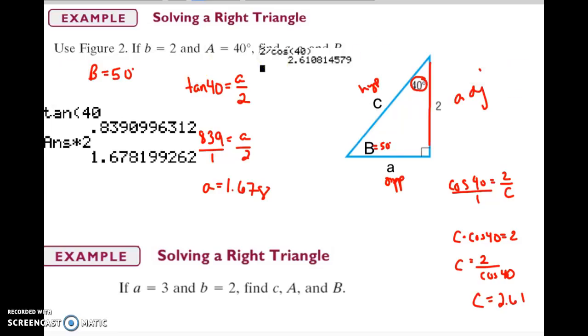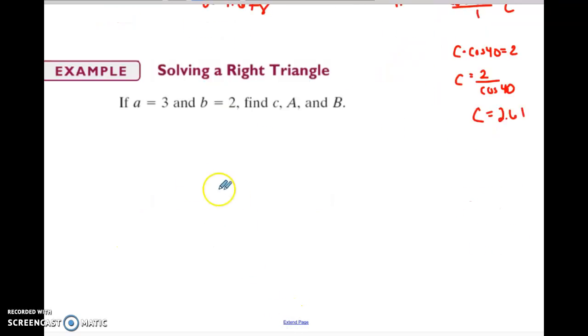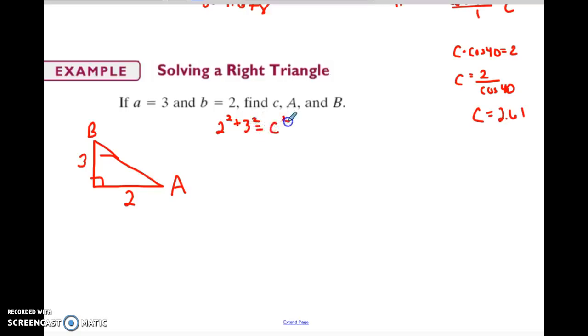Now, if we go ahead and look at the next example, all right, what we're doing here is we actually have to be able to find the angles in this one. So in triangle ABC, if I label this angle as my A, then this side has to be the 3. If I label this angle as a B, then this side has to be a 2. All right, so to find C, that would imply the hypotenuse. Let's just go ahead and say 2 squared plus 3 squared equals C squared. So that's going to be a 9 plus a 4. So this is square root of 13.